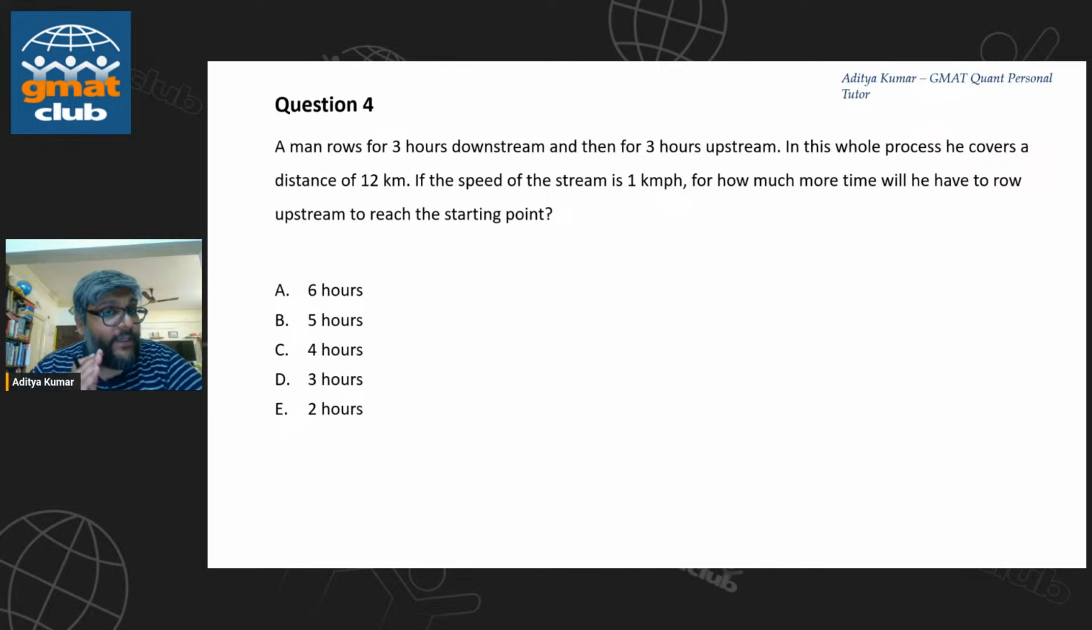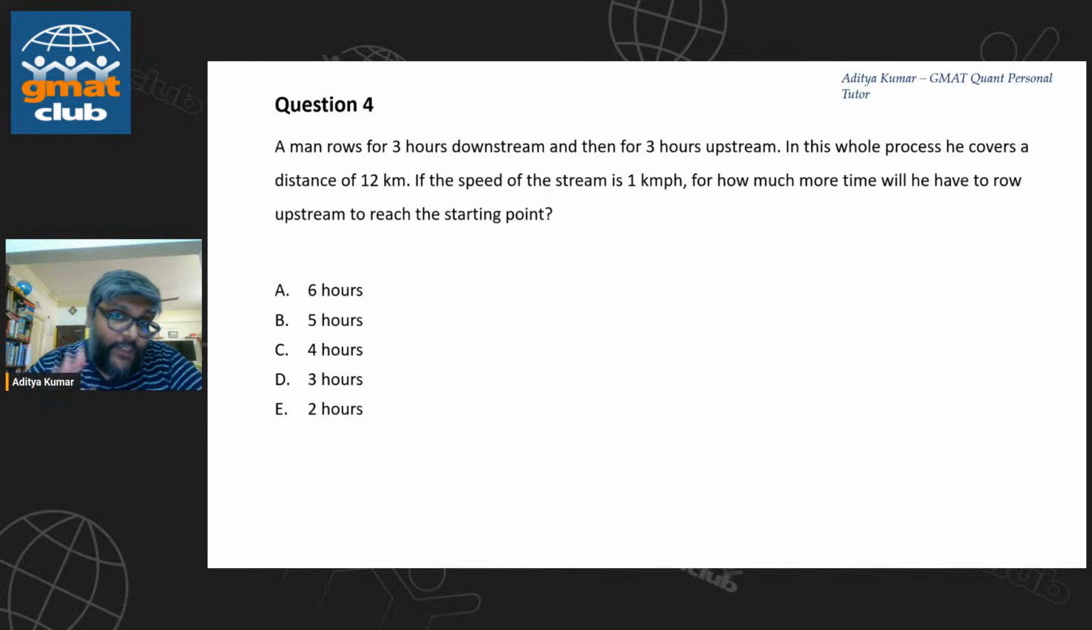You see, I'm not looking at only the words of the question in terms of numbers. I'm engaging with the question. I'm creating mental pictures in my mind of what I'm reading. In this whole process, he covers a distance of 12 kilometers. So whatever distance I go downstream and I go upstream, that total distance is 12. The biggest mistake test takers will make is they'll take it as 6 and 6. For those who did that, you didn't engage with the meaning of the question. You didn't visualize it like a real life scenario. If I'm going downstream, I should travel more distance than I travel upstream. So that 12 is not split into two equal halves.